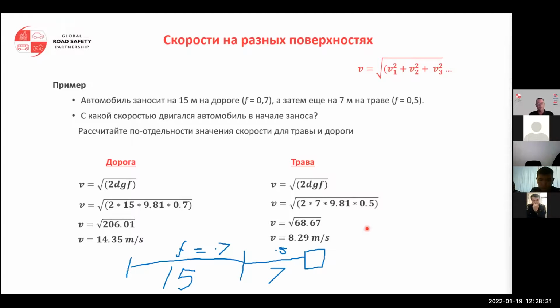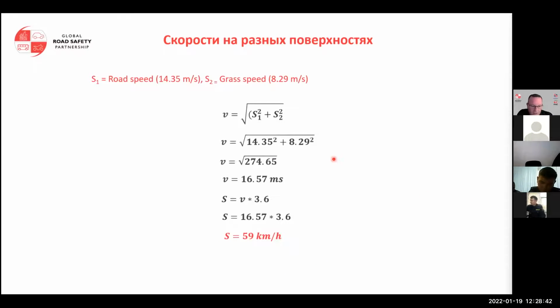We've managed to deal with the two separate surfaces, the two different drag factors, and still arrived at our speed at the start here. That's what the combining speed equation does. So very important for different surfaces, because if the different surfaces have different drag factors, you have to account for that difference in drag.